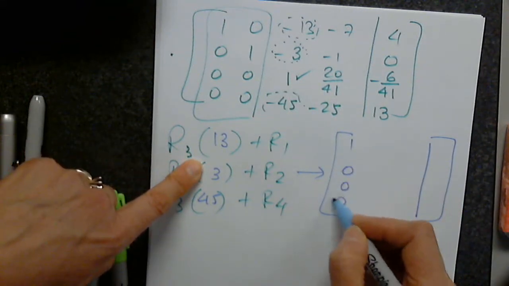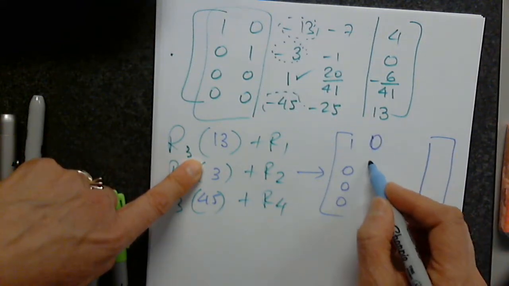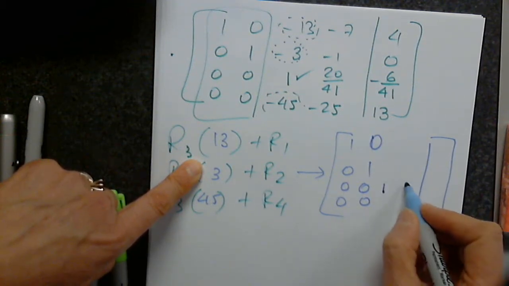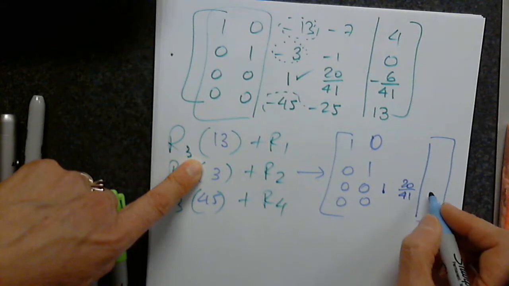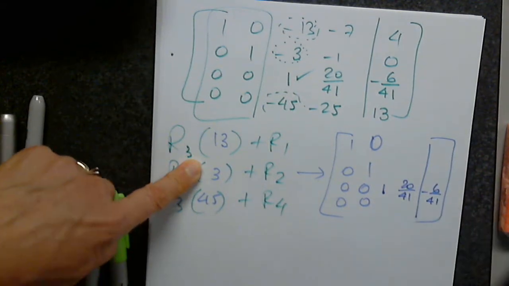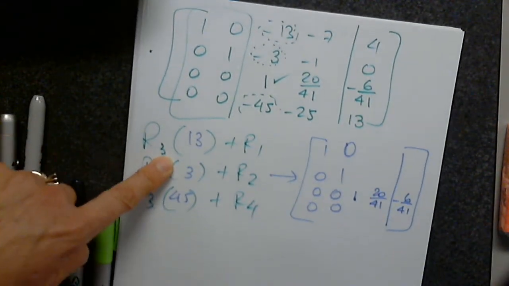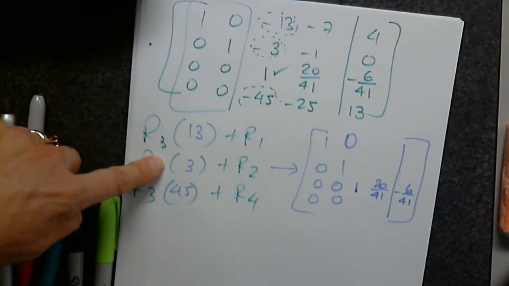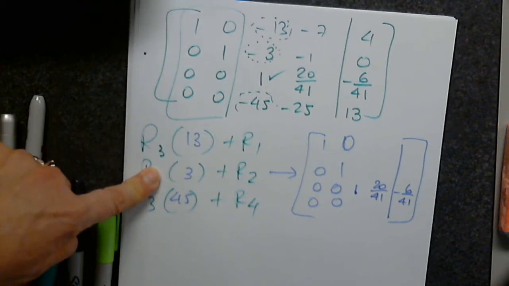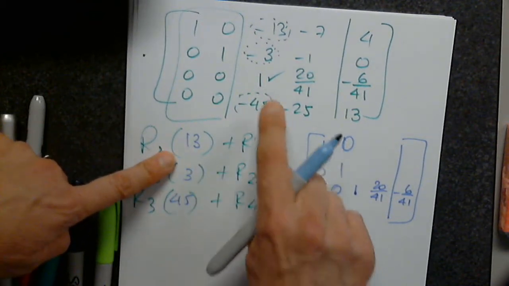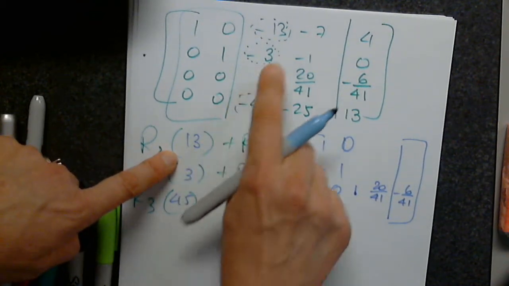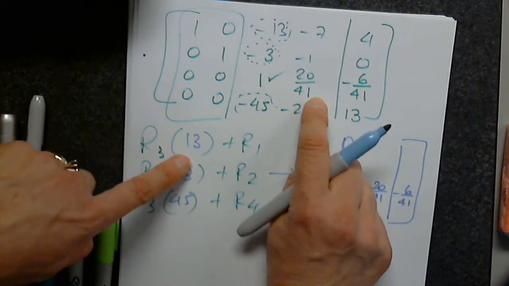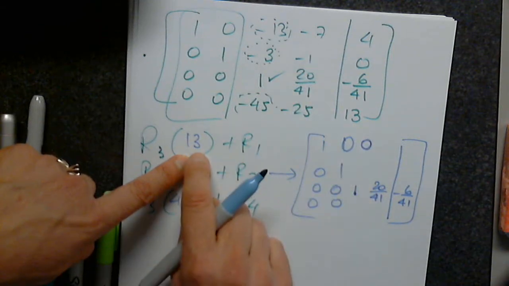So now we are here with 1, 20 over 41, that's horrible, 6 over 41. You'll see why it's horrible in a minute. And then we'll probably have to stop because it will take another 15 minutes to finish with these numbers. So 1 times 13 is 13 minus 13 is 0. 20 over 41, I have to multiply it by 13.